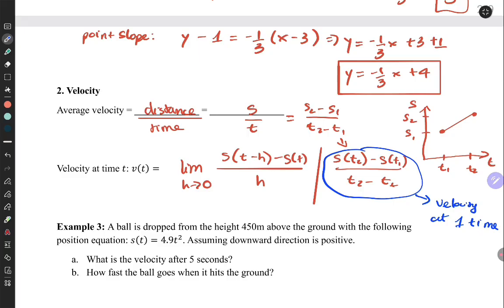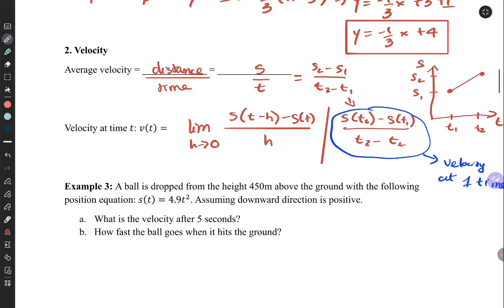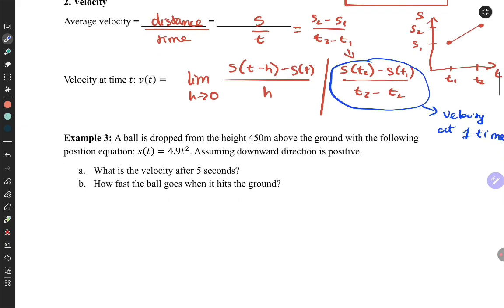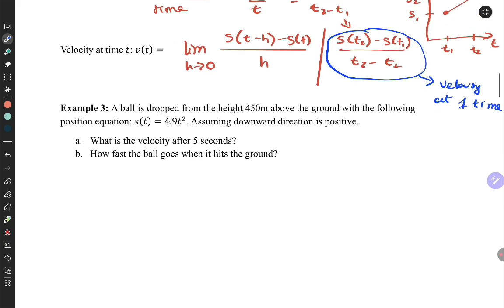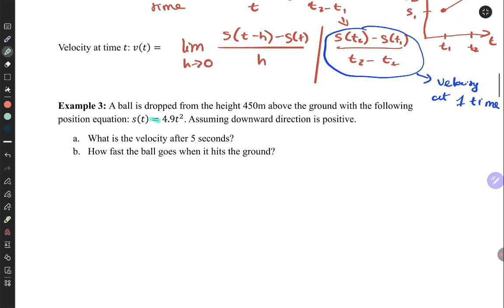Apply. A ball is dropped from a height of 400 feet, or meters, above the ground with the following position equation. The position equation is 4.9 t squared. That is basically g over 2, right?